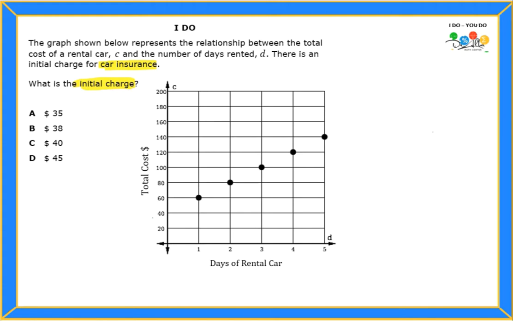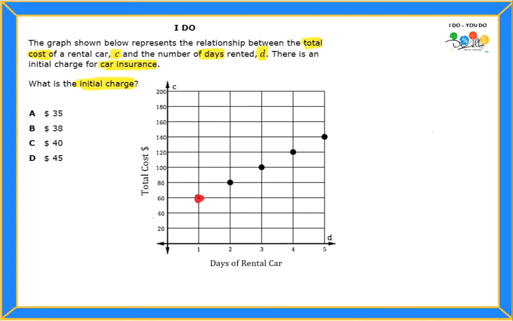In the problem, there is a relationship given between the total cost and the days that you rented. Those will be the points, or the coordinates, that you see on the graph. So let's analyze those points. The first one, which I'm going to show you right here.